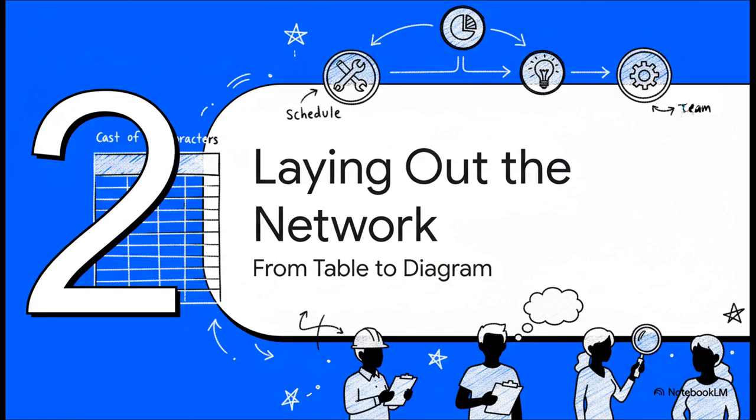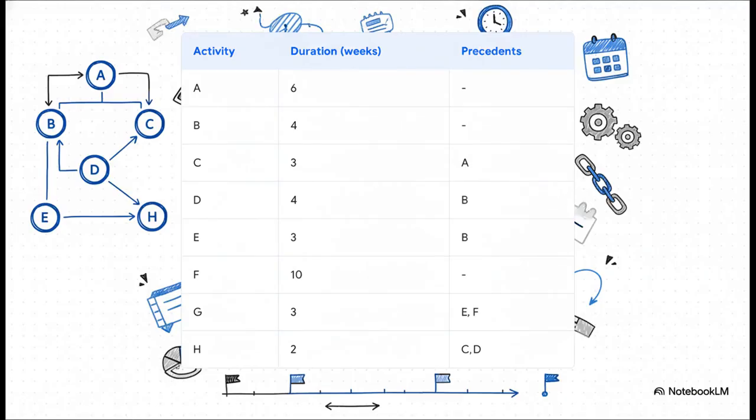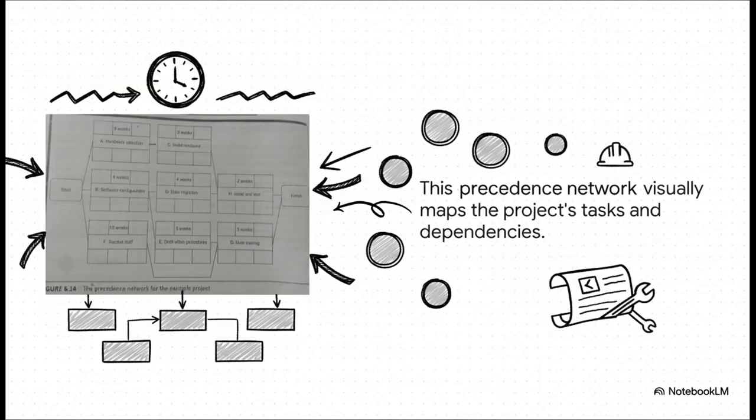Let's take a look at the tasks we're dealing with. All right, here's our project. It's broken down into 8 activities, which we've just labeled A through H. The duration column is pretty straightforward, right? It just tells us how many weeks each task is going to take. But this precedence column is absolutely crucial. It's the one that tells us what has to be done before a task can even start. So for instance, you can see right there that activity C literally can't begin until activity A is all wrapped up.